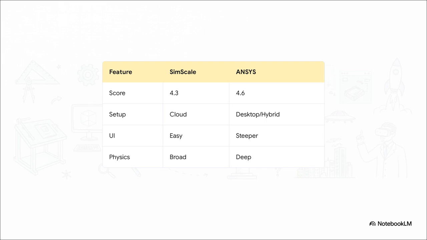ANSYS, however, maintains the lead with a slightly higher overall score of 4.6, largely because of its sheer physics depth. While SimScale offers a really broad range of CFD, FEA, and electromagnetics, ANSYS is the heavyweight champion for highly complex multi-physics, stuff like advanced explicit dynamics, crash testing, and layered composite materials.